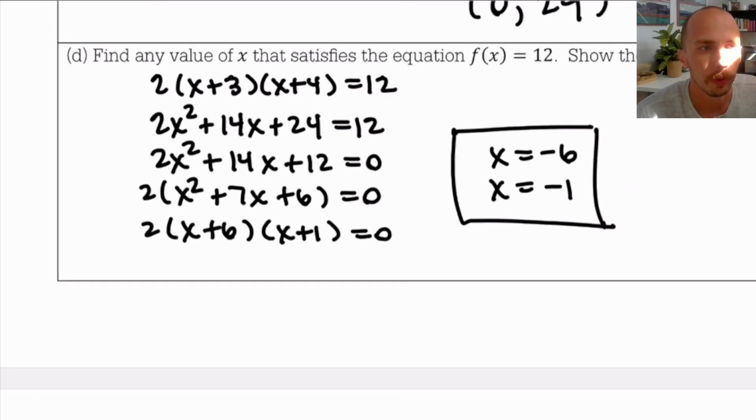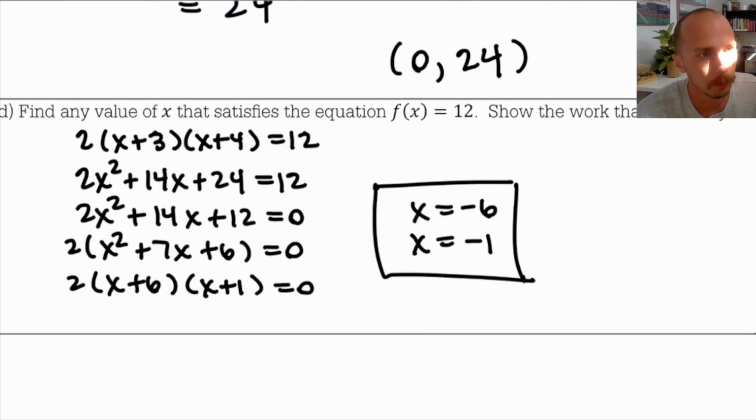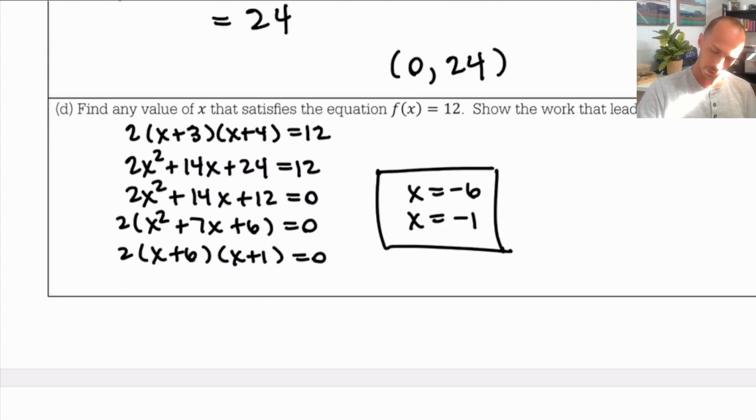All right, there we go. So like I said, I distributed. But actually, I used the work that I did up in part A to save myself the effort. I just kind of copied in the result, 2x squared plus 14x plus 24, set it equal to 12. Subtracted the 12 from both sides to get it equal to 0 so I could factor and apply the zero product property. I did factor. This ray of light is really throwing me off. Saw there's a greatest common factor of 2, kept factoring, got x equals negative 6 and x equals negative 1. Okay. So that's going to be it.